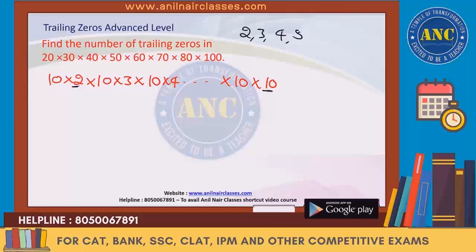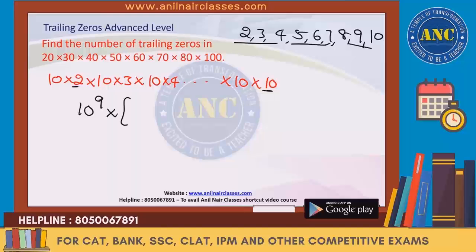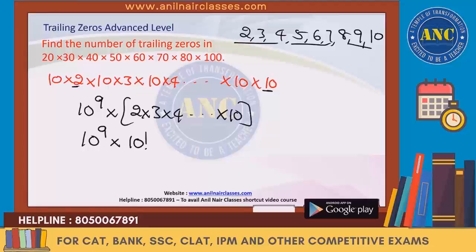2, 3, 4, 5, 6, 7, 8, 9, 10. Total there are 9 numbers. So it is 10 power 9 into 2 into 3 into 4 and so on up to 10. So this will become 10 power 9 into 10 factorial. Am I right?